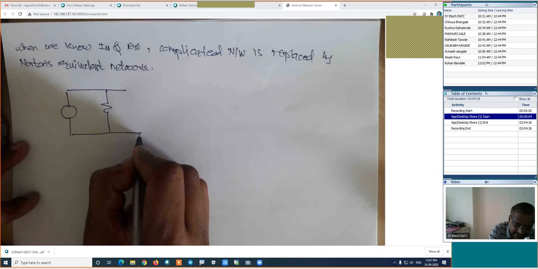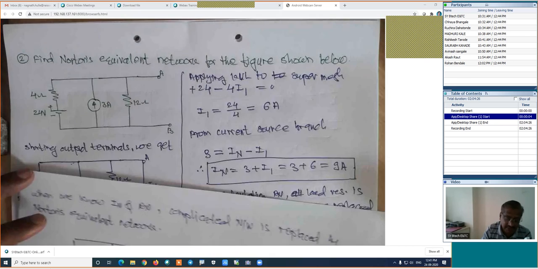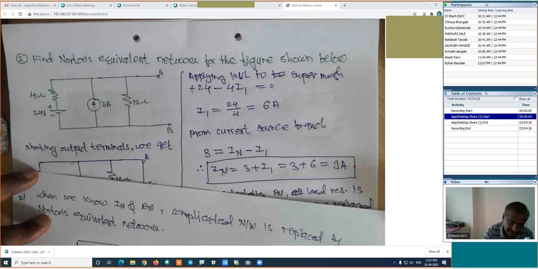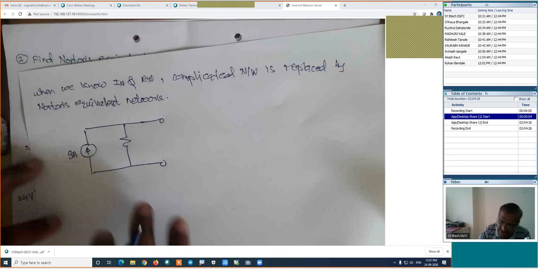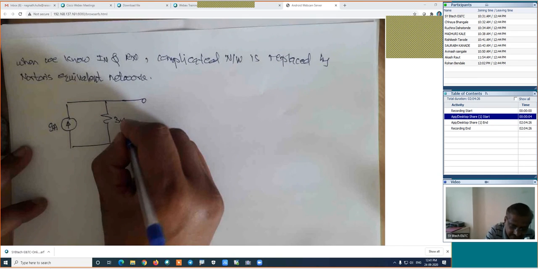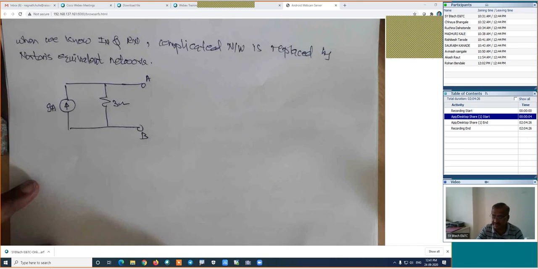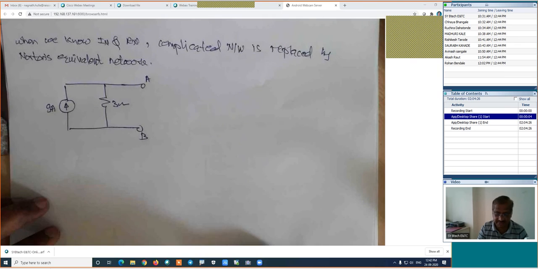And we are interested in the calculation of the Norton's equivalent network itself for this figure, because the question is to find the Norton's equivalent network. Its IN is 9 amperes, and RN is 3 ohm. This is point A and this is point B. This is the answer. That's it about this particular problem.